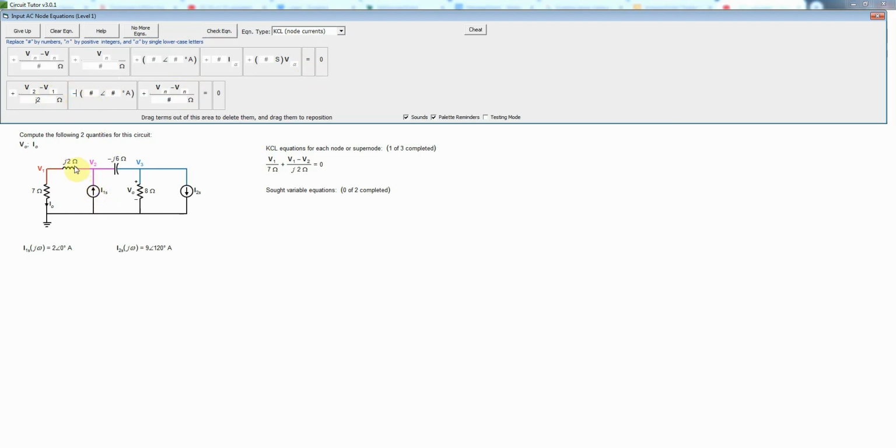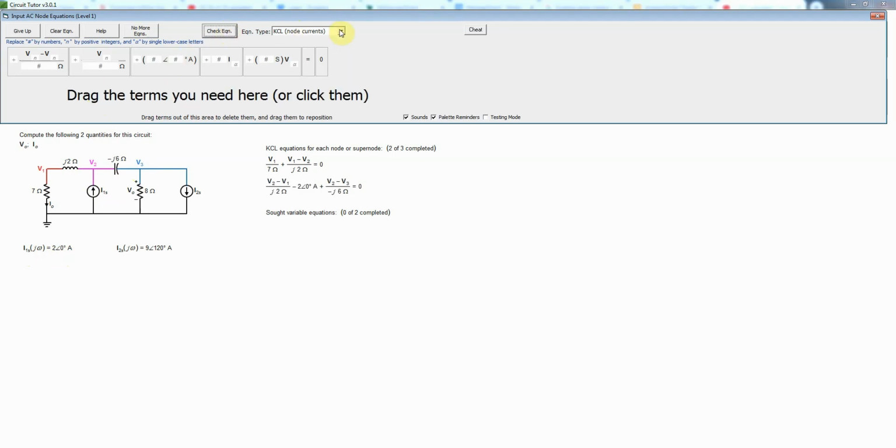And we can't enter this as I1S, as it's noted in the circuit diagram. Instead, we need to go down and use the actual value, which would be 2 angle 0 amps. And so we fill that in as 2 angle 0 amps. And then the third current leaving node 2 to go to node 3 would be V2 minus V3 divided by minus J6 ohms. And that would be correct.